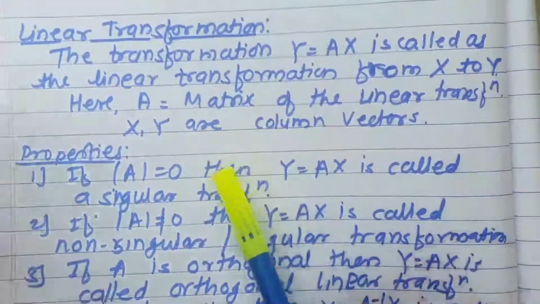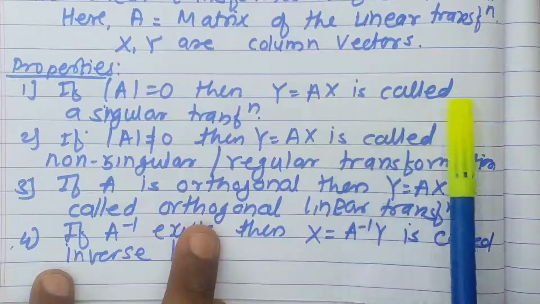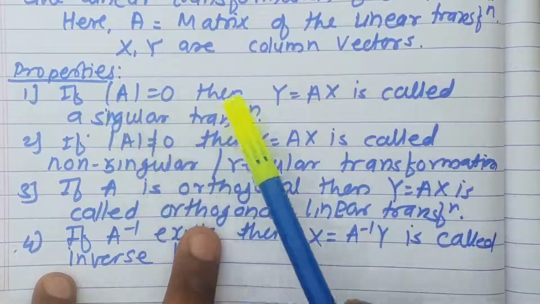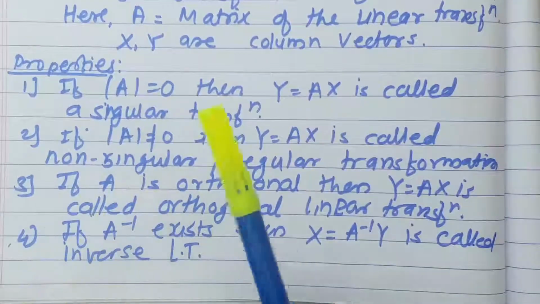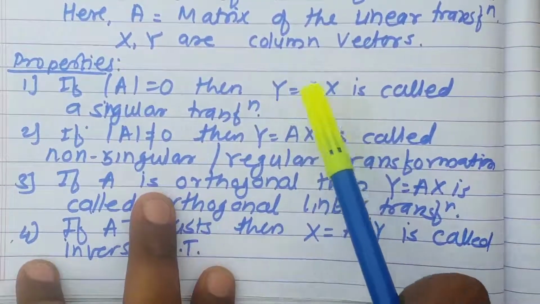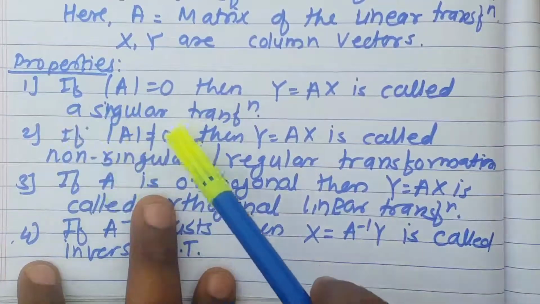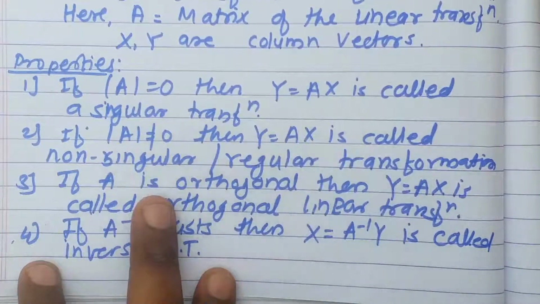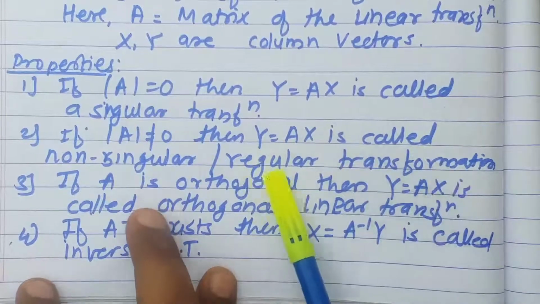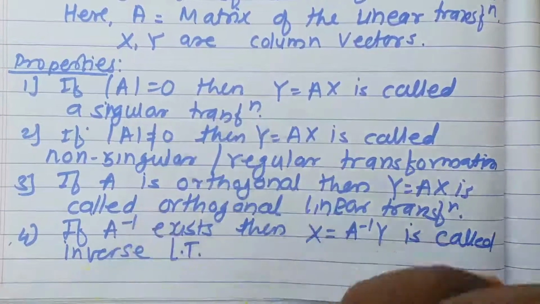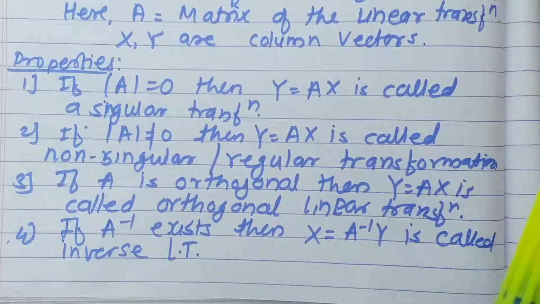Now some properties related to linear transformation. If the determinant of A equals 0 in this transformation, then the transformation is called a singular transformation, because determinant of A equal to 0 means the matrix is a singular matrix. If the determinant of A is not equal to 0, then the matrix is non-singular, and the transformation can be called a non-singular transformation, or another word we use, a regular transformation. A regular transformation means the determinant of the matrix of the transformation is non-zero.